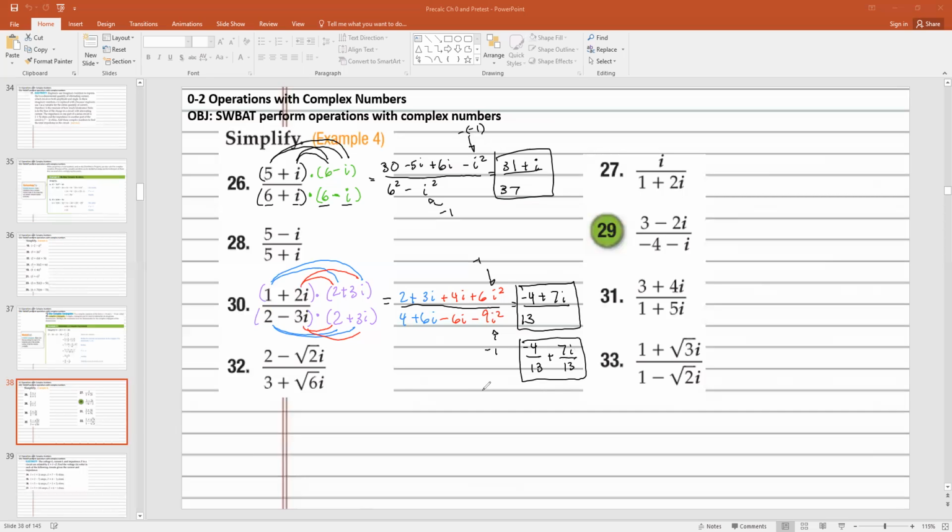Any questions? No, just kidding. All right, let's look at one of these with the radicals. This is going to be the last one, I think.